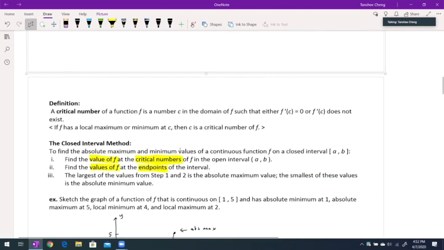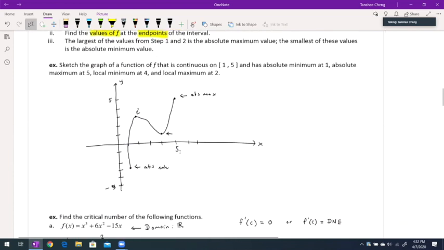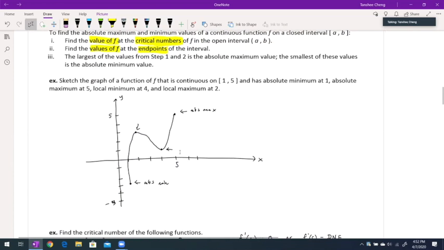Okay. So what we want to look at is the first problem. The first example is basically looking at this right here: sketching a function f that is continuous on the closed interval from 1 to 5, and having all of these conditions: absolute minimum at 1, absolute maximum at 5, local minimum at 4, and local maximum at 2. So basically, I can only sketch one of the family of graphs that satisfy these conditions.